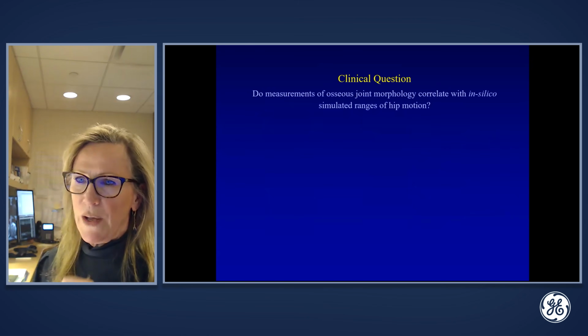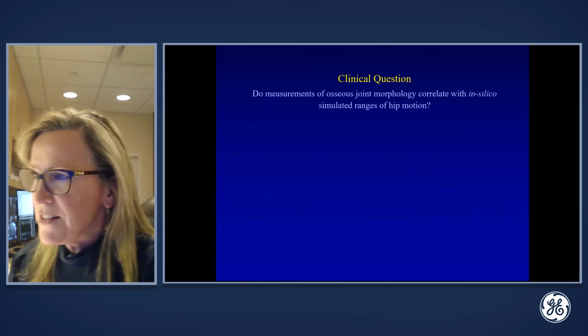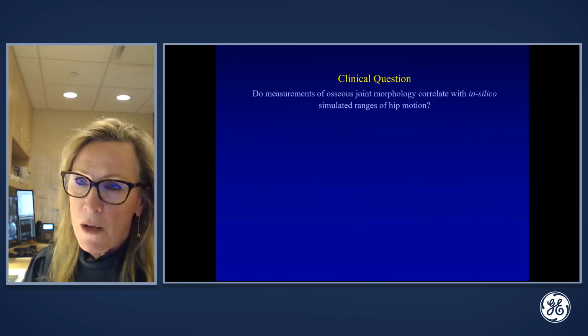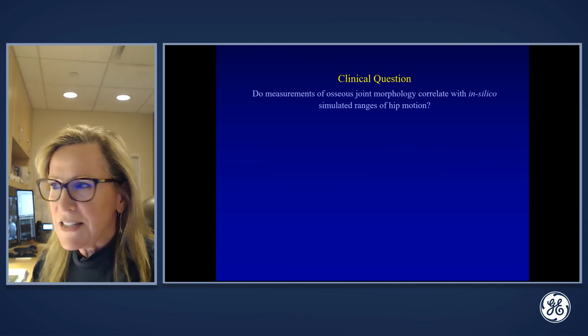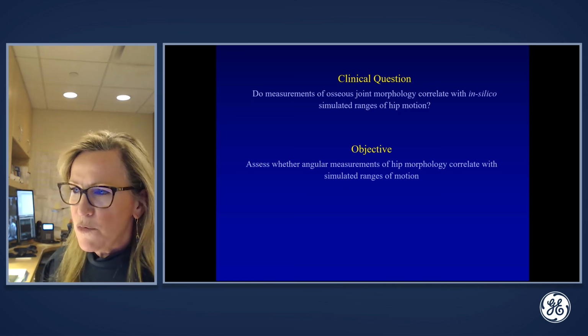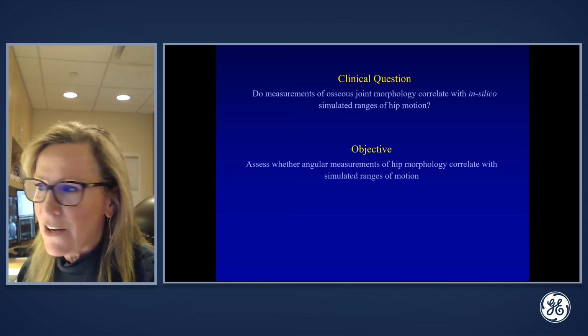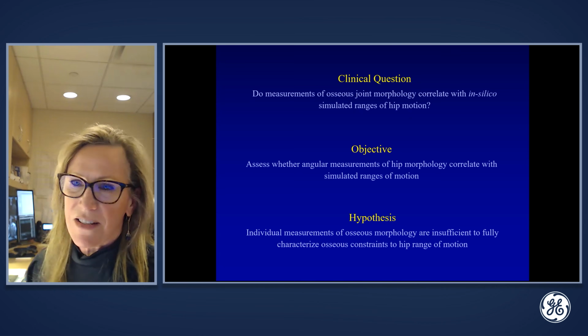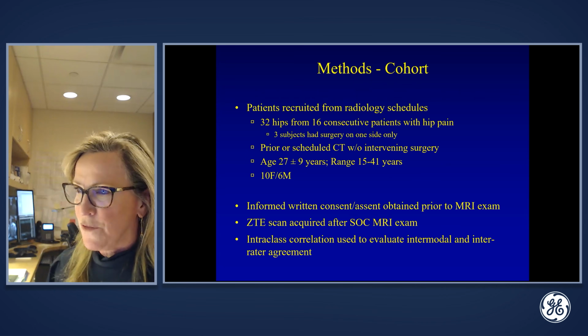So we asked the clinical question: do any one of the osseous joint morphological measurements that we can make now completely on MR or on CT correlate in silico with simulated range of motion? The objective was whether any one of these angular measurements correlate with simulated range of motion, and our hypothesis is that individual measurements were insufficient.